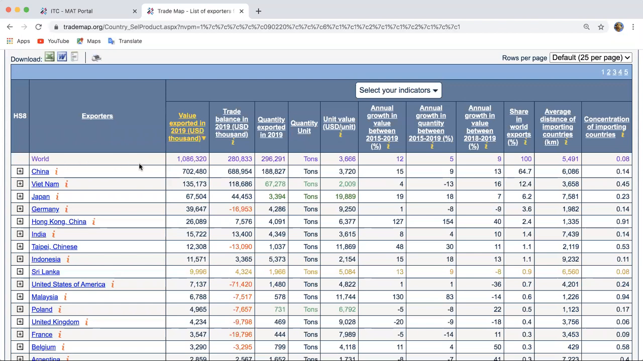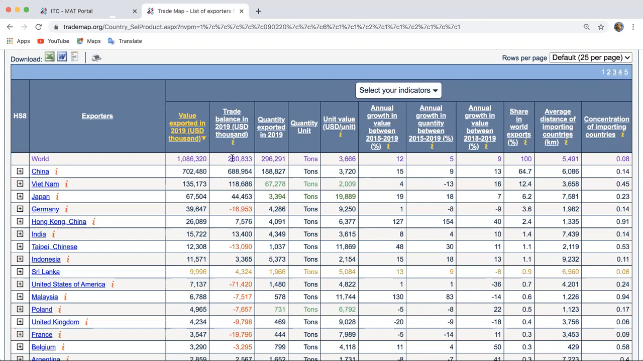Here, the first line in purple is always the global exports of the product. So in total, in 2019, there was more than 1 billion US dollars in exports on a global level. It's important that you keep in mind that it's US dollar thousands. So this is 1,086,320,000 US dollars. So it's important to keep in mind when you look at values in Trade Map, it's always in 1,000 US dollars.